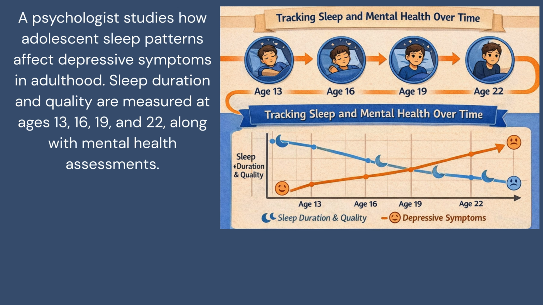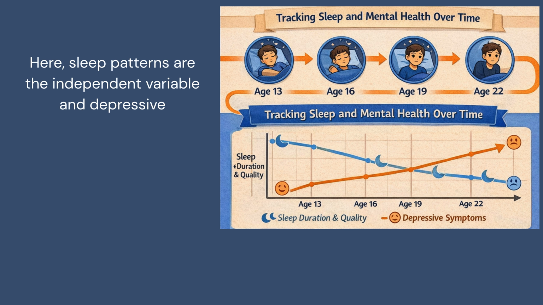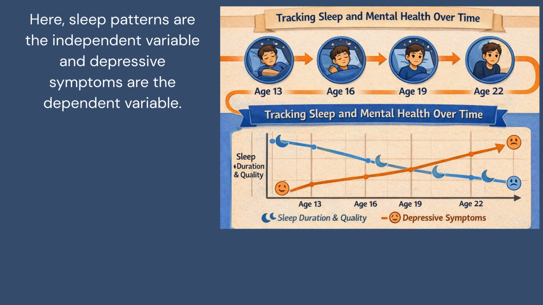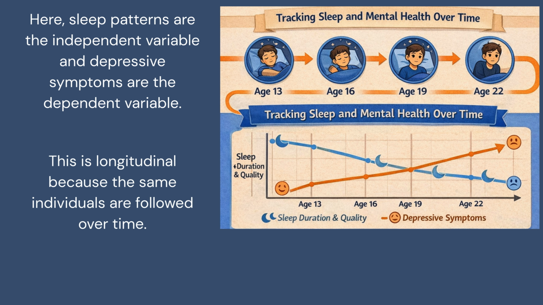Example: a psychologist studies how adolescent sleep patterns affect depressive symptoms in adulthood. Sleep duration and quality are measured at ages 13, 16, 19, and 22, along with mental health assessments. Here, sleep patterns are the independent variable and depressive symptoms are the dependent variable. This is longitudinal because the same individuals are followed over time.